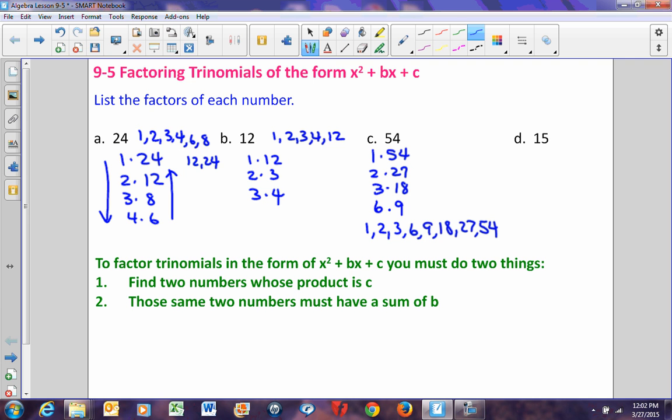The factors of 15, let's see here. That's 1 times 15, and 3 times 5, and that is it. So 1, 3, 5, and 15.